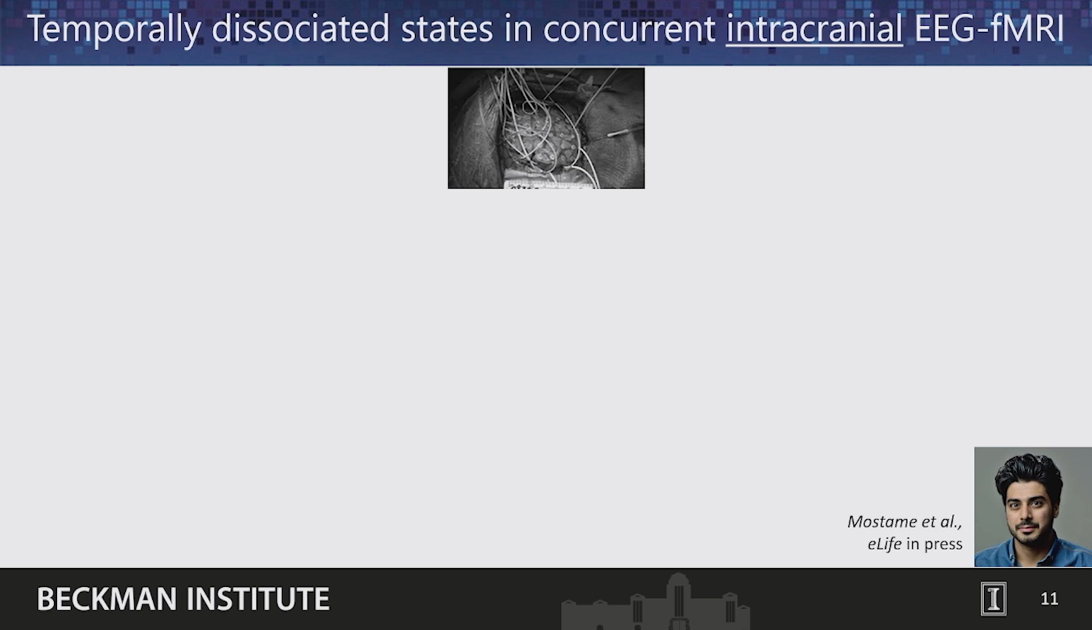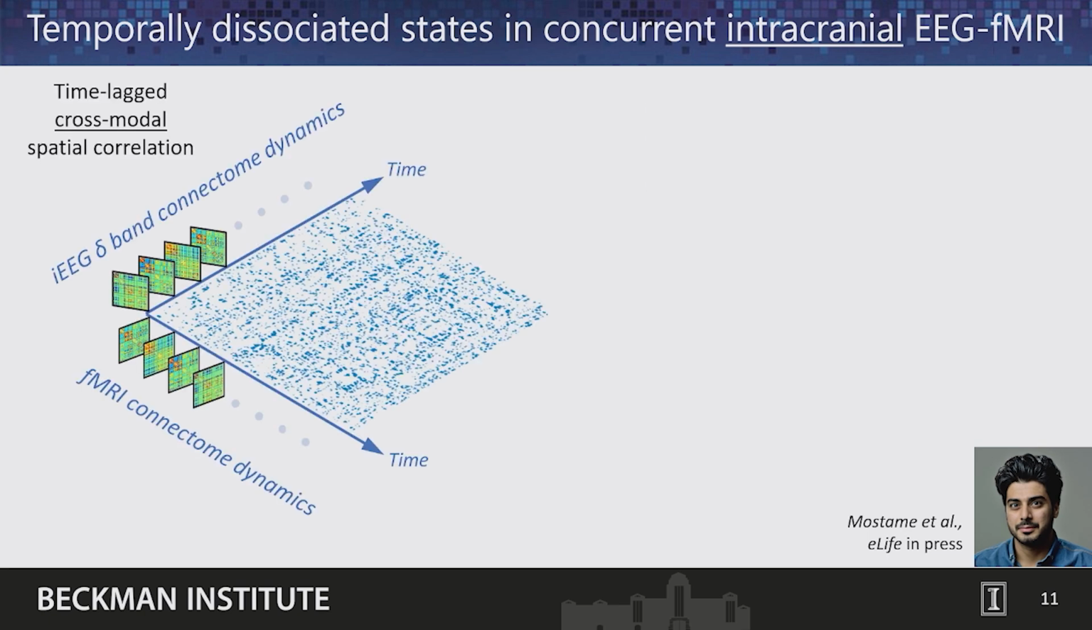So I'm starting off with very rare data that combines fMRI with concurrent recordings of intracranial EEG in humans. These are similar patients to those we heard about in the talks prior. And this was graciously shared with us from Louis Lemieux's group at UCL. So here's, for one participant, an illustration of what we did and what we found.